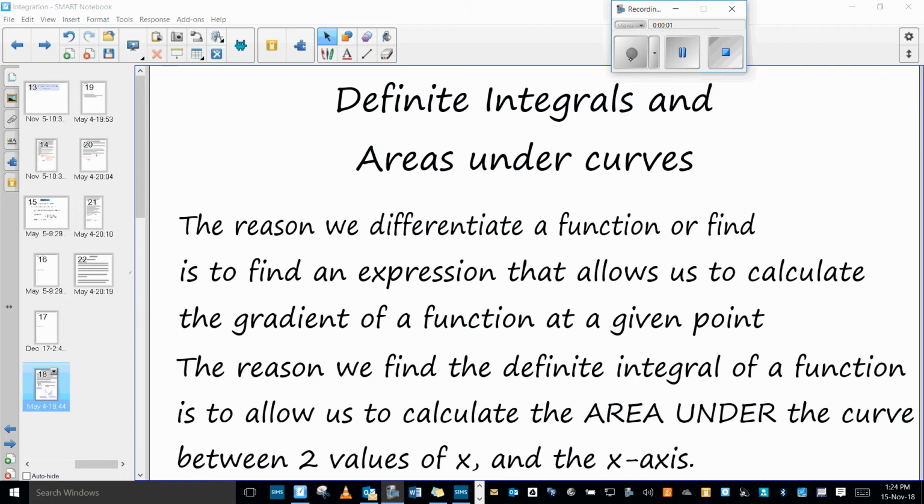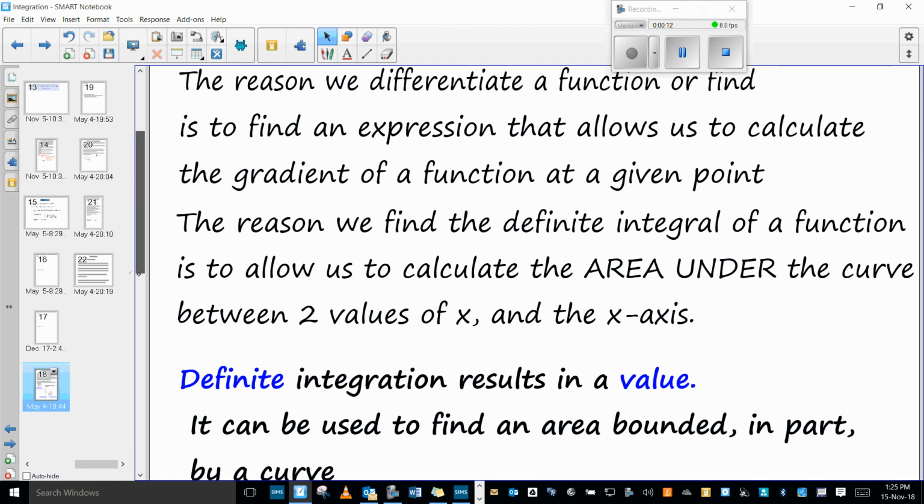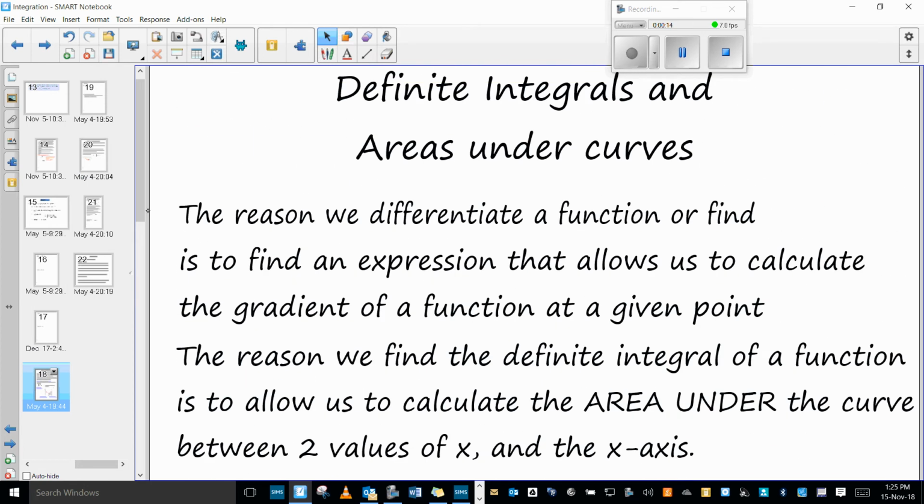Remember yesterday? What was yesterday? We learned about definite integrals. Why do we ask? What are we actually finding when we are finding definite integrals? Well, let me just check that you've been paying attention. What are we finding when we find the derivative of a function? Yes, Ali said gradient. Okay, so when we differentiate a function, we're finding an expression for the gradient.